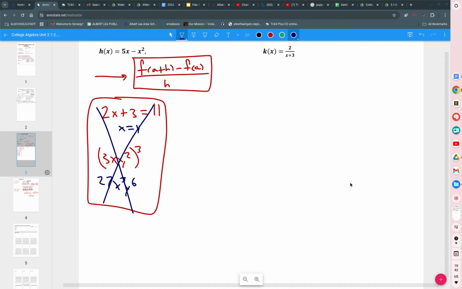And so in this situation, we want to evaluate this function rule, and so I'm first going to set up k of a plus h, and I'll set up k of a. And so what that means is wherever I see an x, instead of that x, I want to put an a plus h in its place. So 2 over a plus h plus 3. And then, instead of an x for k of a, I write just 2 over a plus 3.